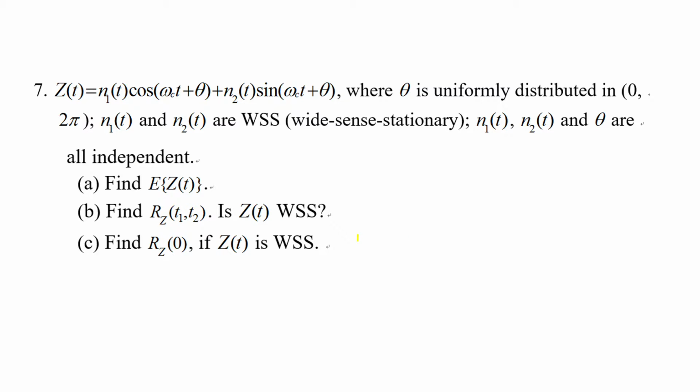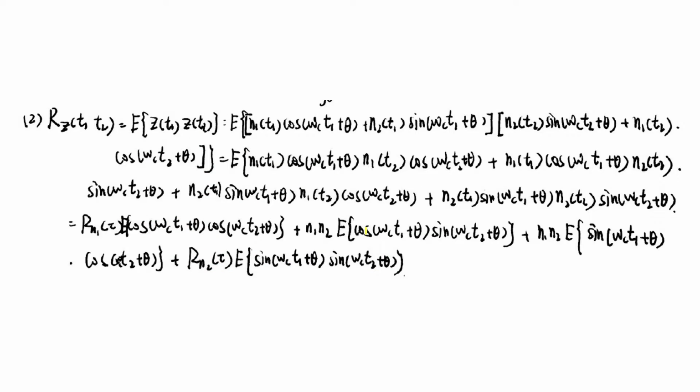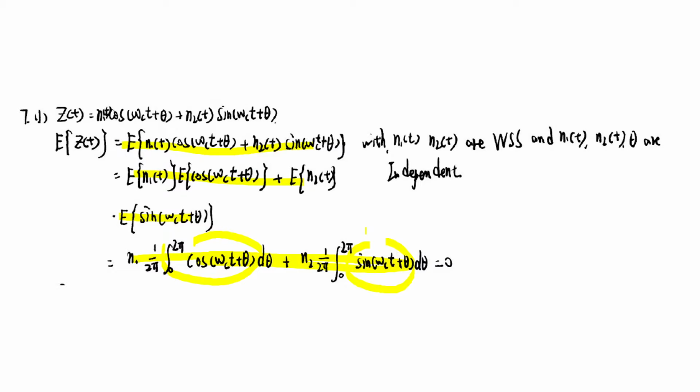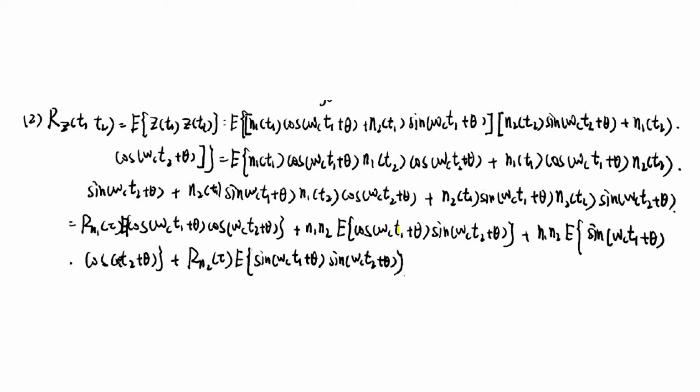And the second question is we need to find the autocorrelation of Z(t), which is referred to as R_Z(t1, t2), and to see if Z(t) is WSS. And just like the first question, we can just use the definition here to solve this problem. So R_Z(t1, t2) should be E[Z(t1) multiplied by Z(t2)], and we expand Z(t1) multiplied by Z(t2) to get this part.